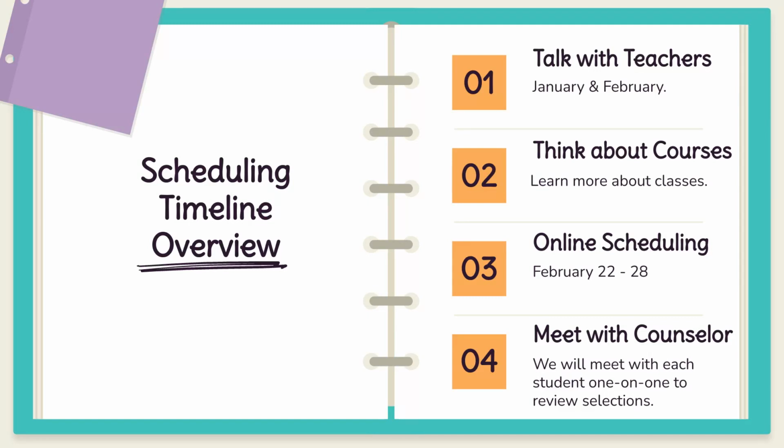Starting out with our scheduling timeline, that overview from January and February is the time where you're going to research the courses, talk to teachers, older siblings, friends about different courses and the paths they've taken at Sycamore High School. The last week of February is when you're going to input your online schedule, and then March 1st through the 5th is when you're going to meet with Mr. Millette and myself. If you're face to face, we're going to meet with you at the junior high. And if you're virtual, we're going to schedule individual virtual meetings with you.